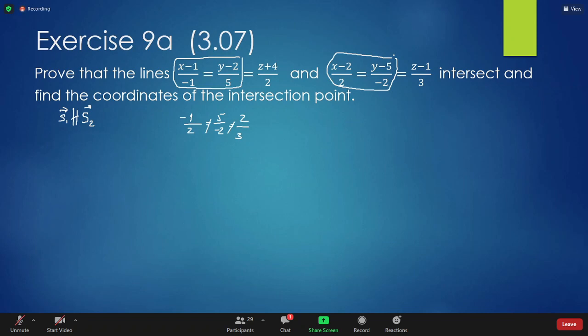So in principle, we need to find the coordinates of a point. Let's call it P, with coordinates x, y, z, that would fit into both equations. The thing is that this point has to fit into both equations. We can start finding this point using only part, so xy from one and xy from the other, but then we need to check the z value as well. So that would be one possible approach.